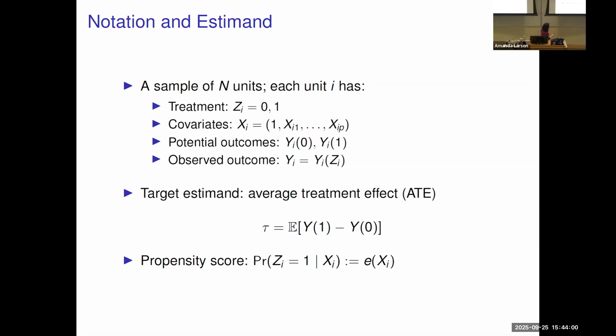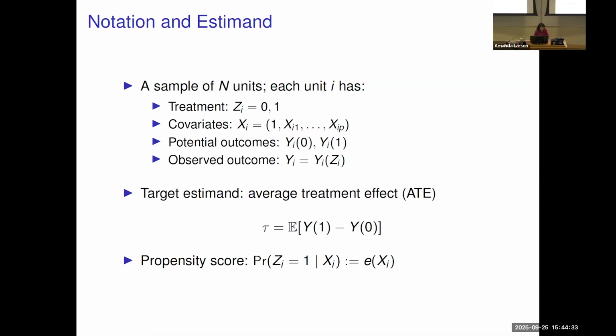So for the target estimand, we will do the old average treatment effect. Of course, now people do HTE and stuff, but let's focus on the simple one. The average treatment effect basically assumes, hypothetically, everyone being treated versus everyone being control, and asks what the difference would be. Then we need to introduce the propensity score, because that is the key tool here. The propensity score is just the probability of receiving treatment given the covariates. And that's important for observational studies.